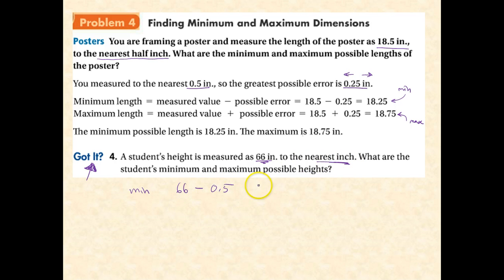So 66 minus a half an inch is 65.5 inches. That's your minimum. The maximum is the measurement plus the maximum error. So 66.5 inches is your max.